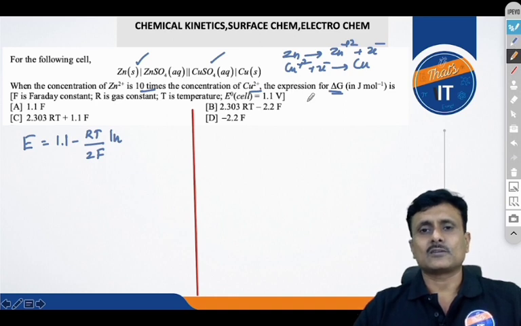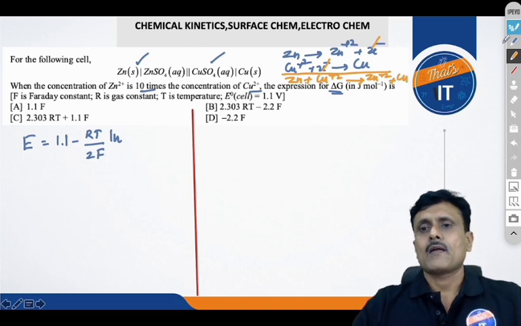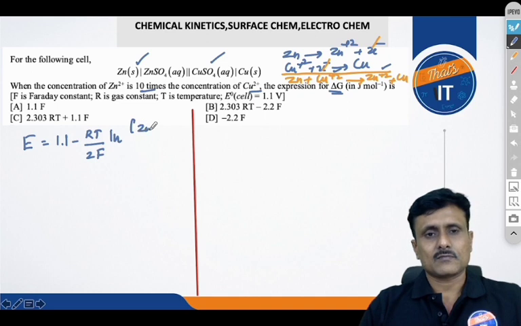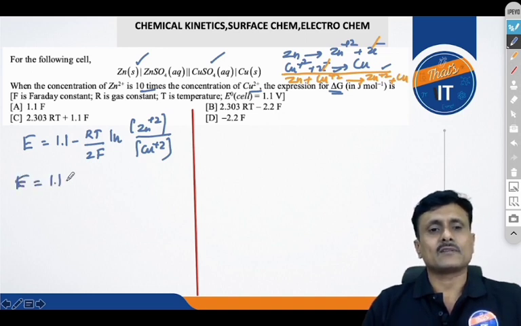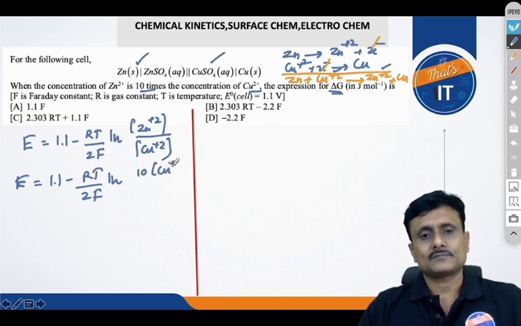So when you are writing here the overall equation, you will find that zinc is replacing copper plus 2 from the solution. So when you write the expression, you know concentration of Zn plus 2 by concentration of Cu plus 2. Rest of the two components are solid, so you need not take their concentration. They are regarded as 1. So EMF equal to 1.1 minus RT by 2F. As you can see in the question that the value of concentration of Zn plus 2 is 10 times that of concentration of Cu plus 2, isn't it?